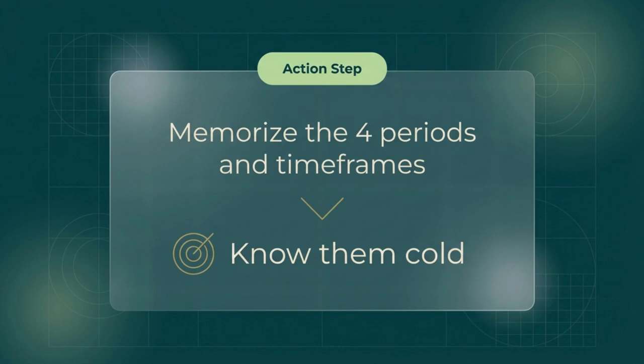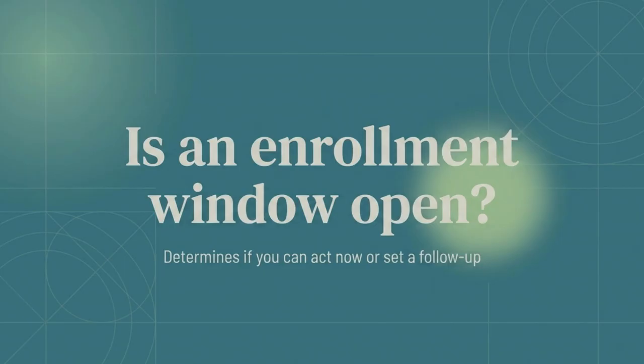Your action step is to memorize those 4 enrollment periods and their timeframes. Know them cold. When a client calls and asks if they can make a change, the first thing you need to know is whether an enrollment window is open for them. That answer determines whether you can help them right now or need to set a follow-up for when the next window opens.